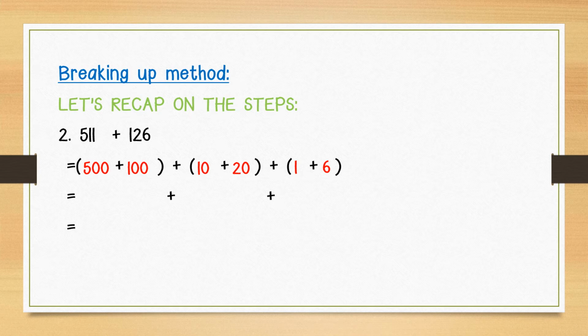Now let's move on to our second step, where we have to add all the hundreds together, all the tens together, and all the units together. So 500 plus 100 is 600, 10 plus 20 is 30, and 1 plus 6 is 7. So our last step is we have to add the hundreds, tens, and units together to give us our total number. 600 plus 30 plus 7 is 637.